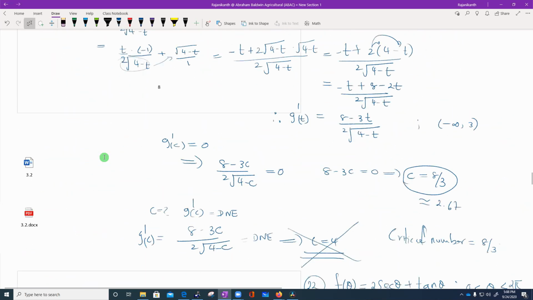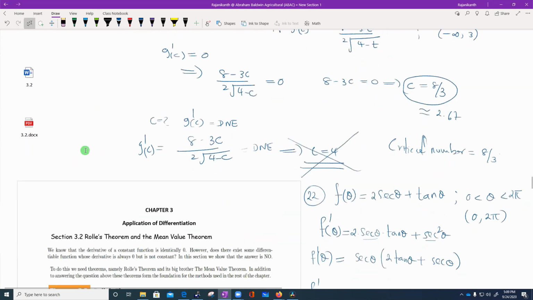Let me summarize. First, we had the definition of extreme point, extrema, minima, maxima. After that, we had the extreme value theorem. Then we had the critical points definition. Then we had how to find the critical points and guidelines. Then we found how to find extreme values on a given closed interval.